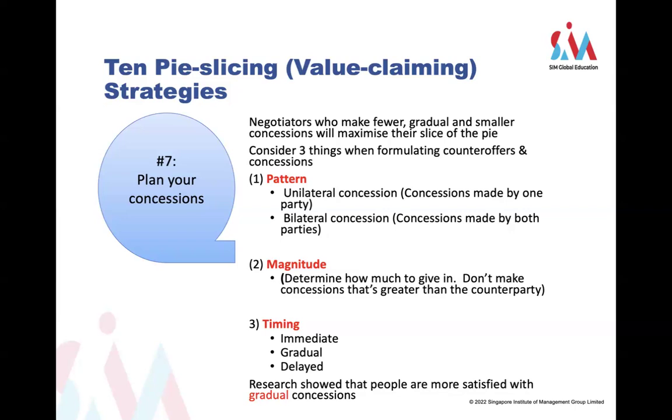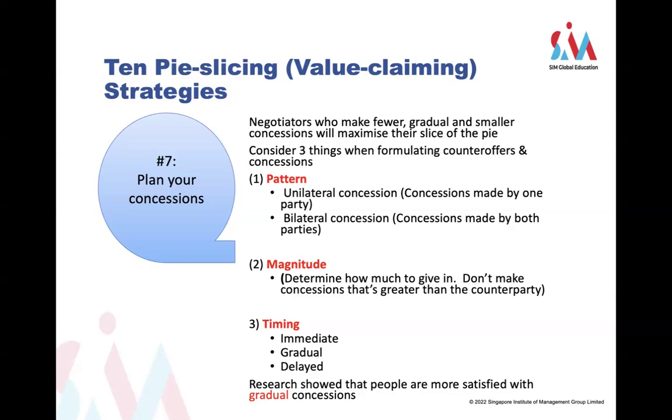Okay, so it should not be greater than what the other party is offering. If the other party is only offering a 5% discount, that should be the maximum you offer, not more than 5%. Number three, timing. When should you make a counter offer or a concession? Okay, so we have immediate, gradual, or delayed.